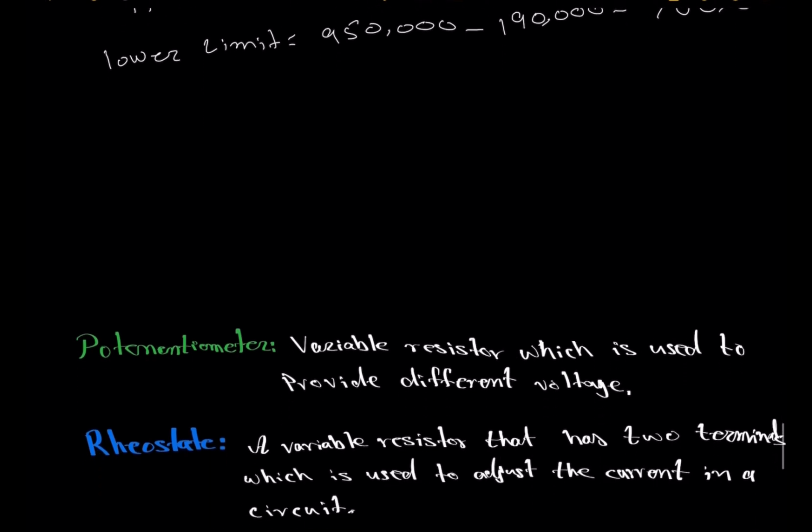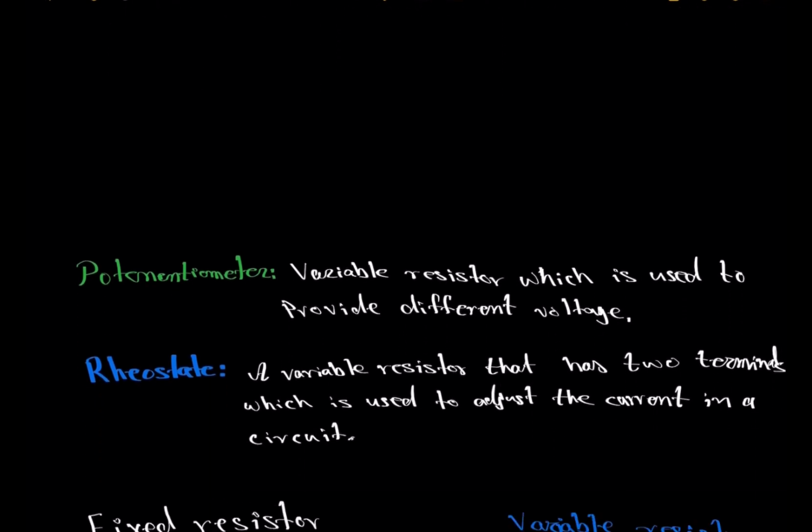Now let's move on here. The variable resistors we said before: there is a potentiometer and a rheostat. The potentiometer is a resistor which is used to provide different voltage, and potentiometer is taken from potential, which is voltage. So we can control the voltage on that thing, like in our stereo. We can give it more voltage, boost it up, lower the noise, and that will be our potentiometer.